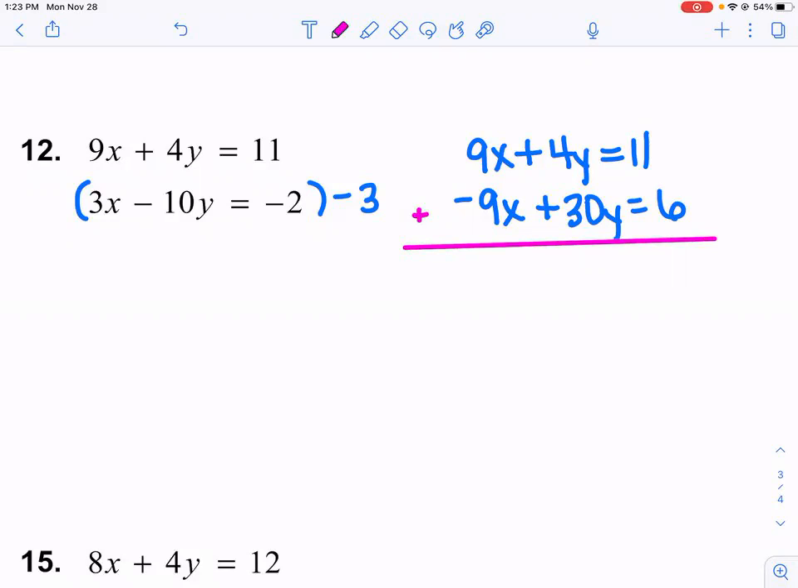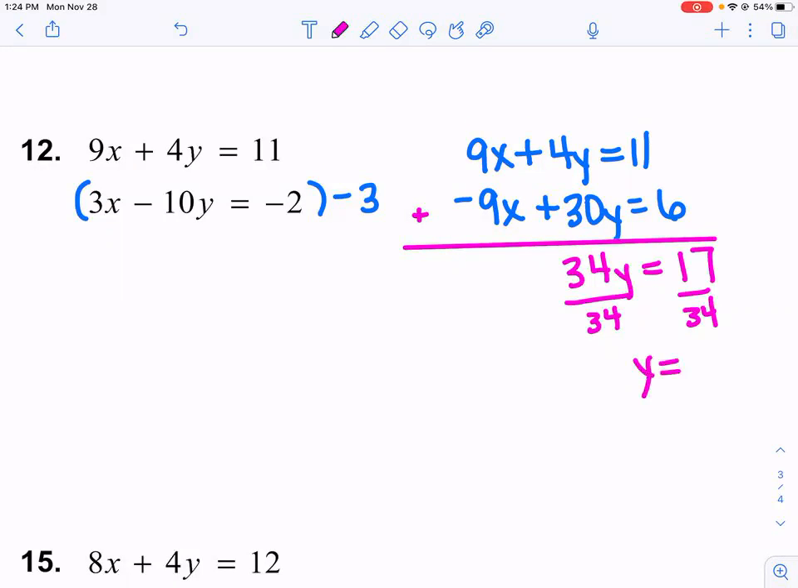This is so great. Are my x's opposite? Yeah. Sure are, they go away. So I have 34y equals 17. Oh, we're going to get a fraction.